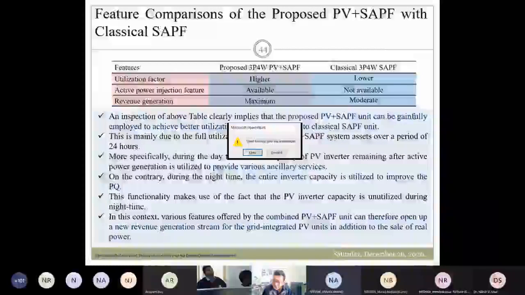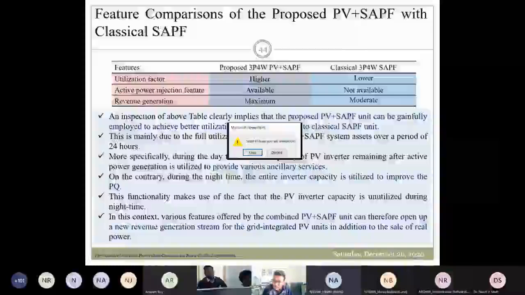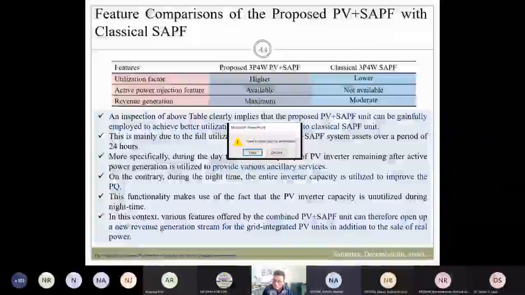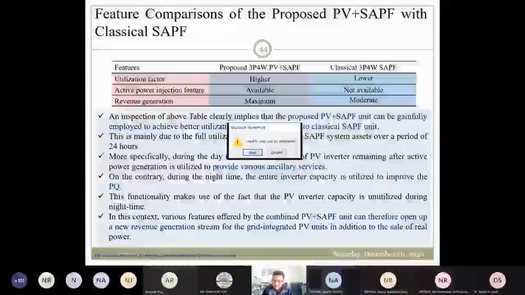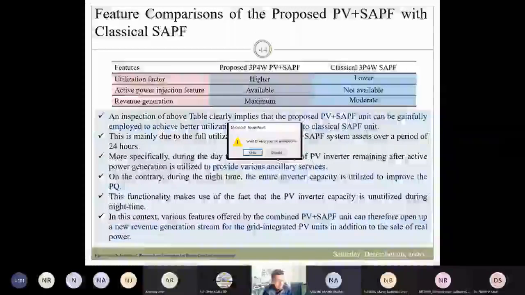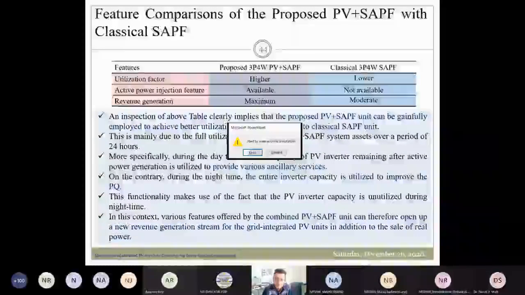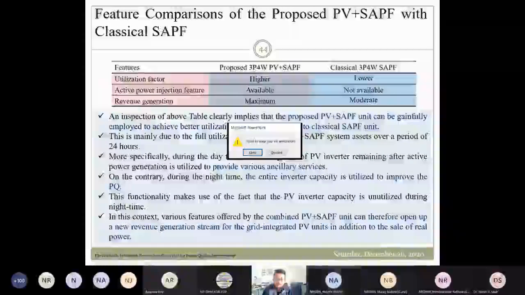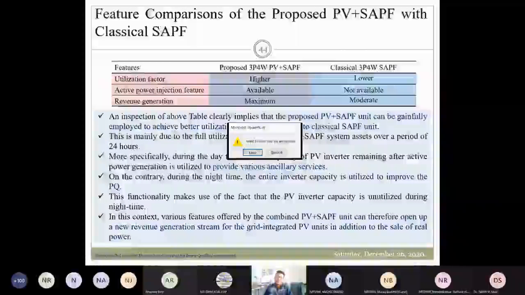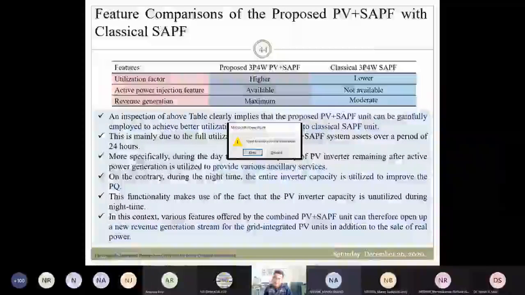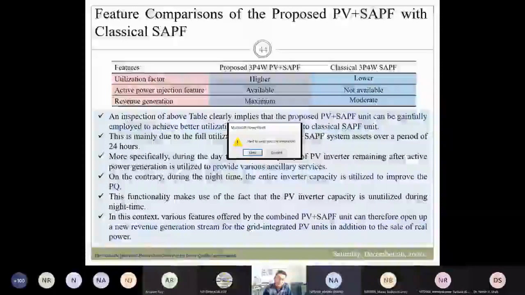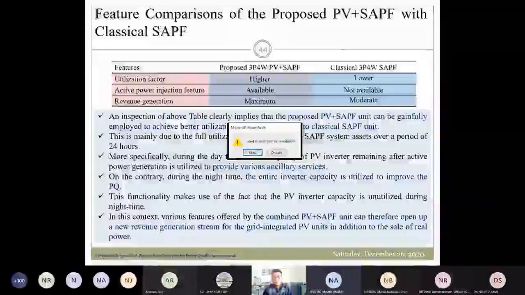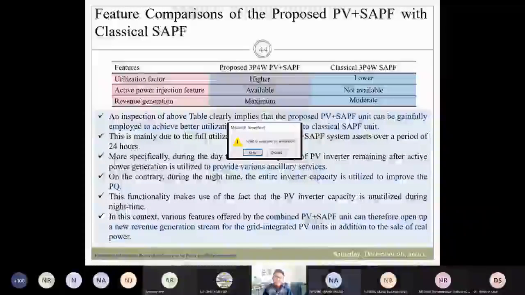Good afternoon, sir. Is there any basic advantage regarding power quality in the usage of a proportional and integral controller? Yes, sir. The requirement of the proportional and integral controller is to regulate the voltage. Once you regulate the voltage, the power quality will be improved.